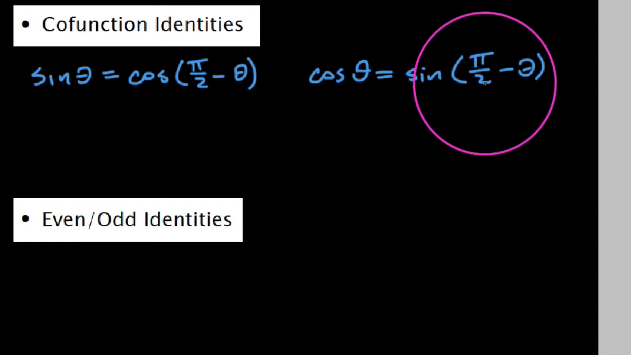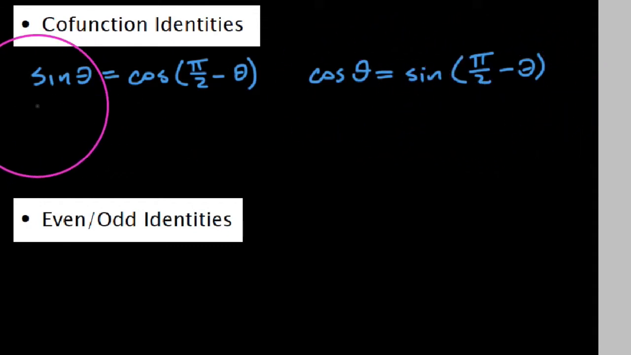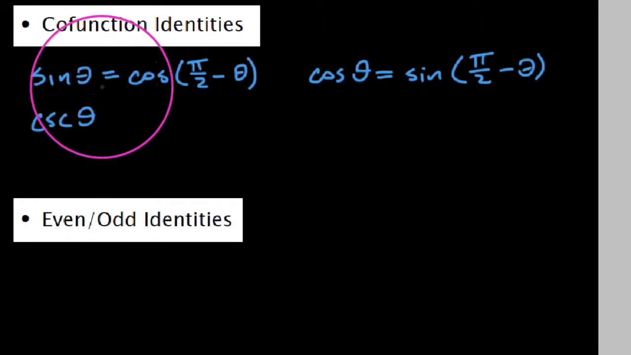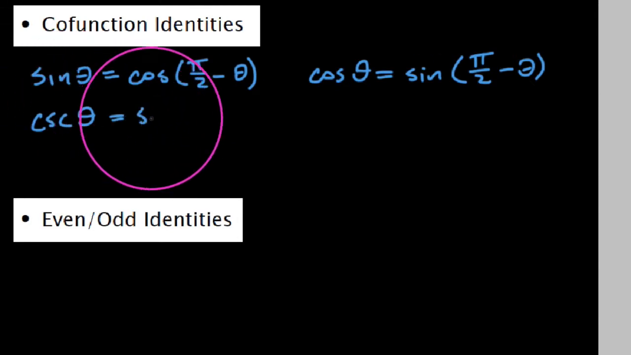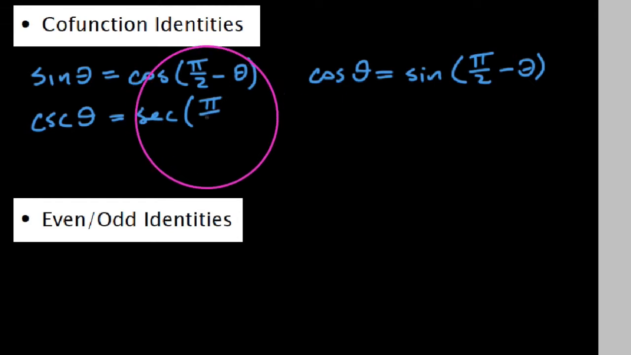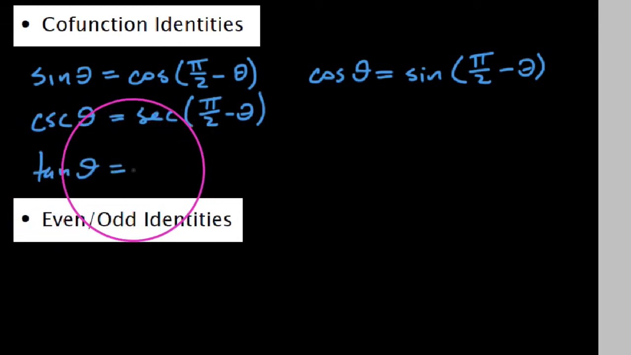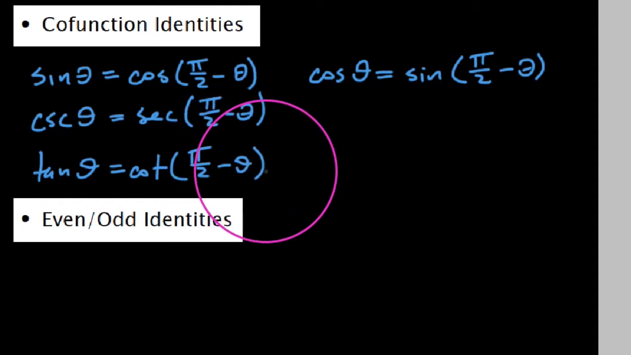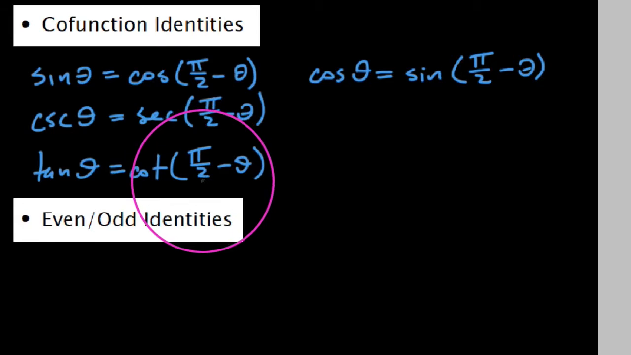Whenever we see the sine of pi halves minus an angle, we could just replace that with a cosine. And this is very true with secants and cosecants, because if two things are equal, then their reciprocals are also equal. We could say that the cosecant of an angle would be equal to the secant of pi halves minus the original angle, or the complement of that angle. And then also the tangent of an angle is equal to the cotangent of pi halves minus the original angle. Or in other words, tangent is equal to its cofunction of its complementary angle.